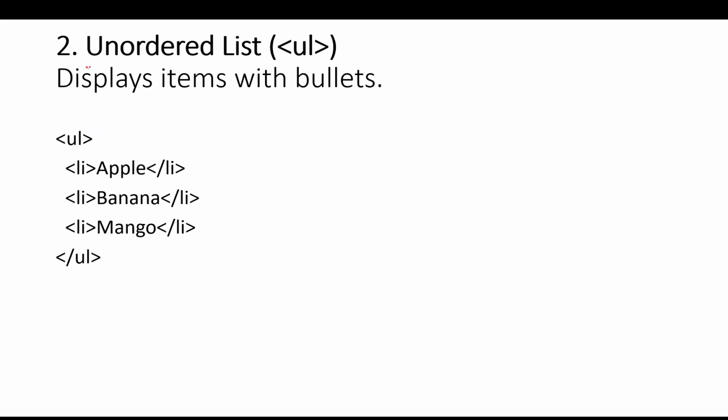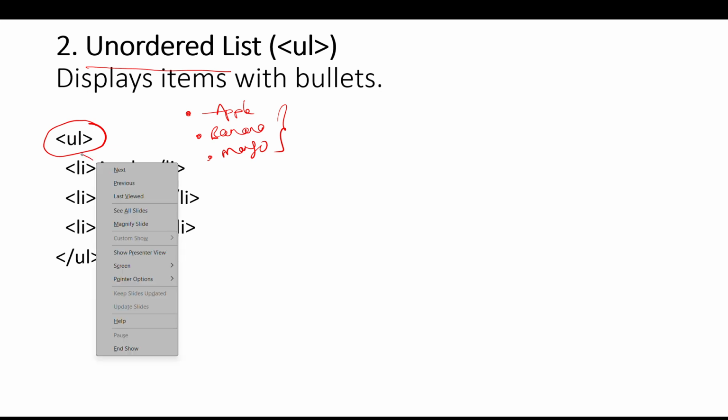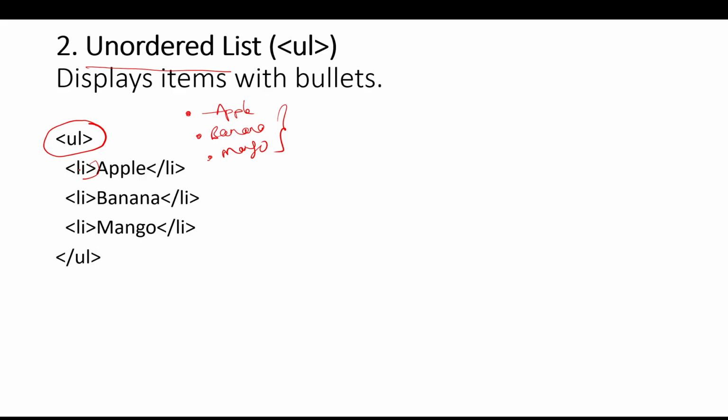And an unordered list is used when order is not important and it displays the content in bullet points. For example, like the apple, the second one is banana, and the third one is mango. If we want to display these items in bullet points, then we need to use the UL, that is unordered list, and the items which we want to display are in the LI tag.